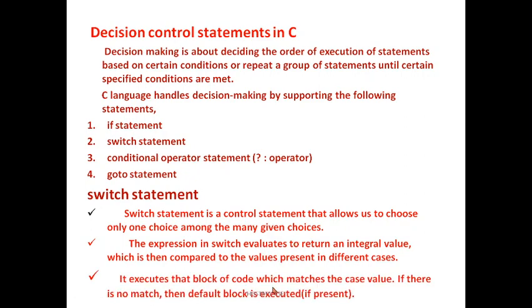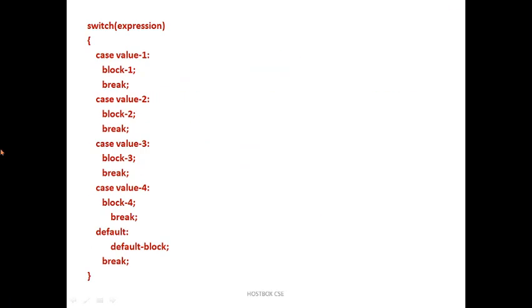It also executes the block of code which matches the case value, and if there is no match, then the default block is executed, if present. Now see the general format or syntax of the switch statement, very simple and easy. First start with switch expression, then an open brace, then case value 1, or you can say case 1, block 1 and break, then case value 2, block 2, break, and so on. Based on the program task you can write it, and then the default block and break.